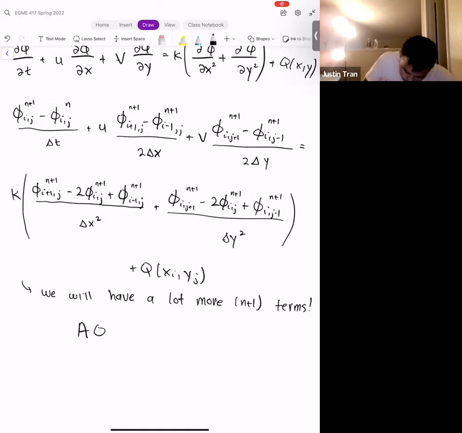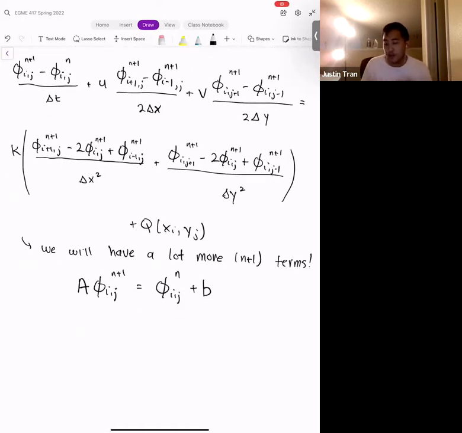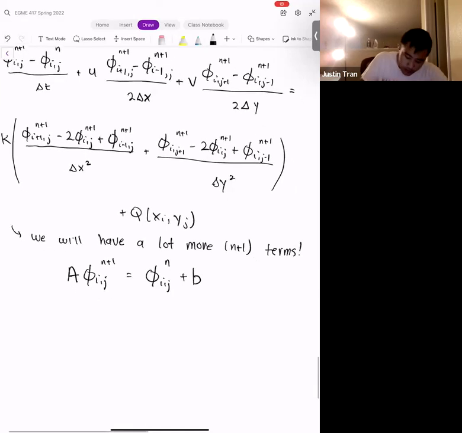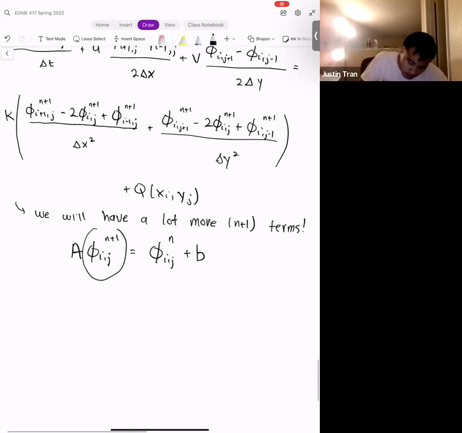So we have a matrix times phi i,j n plus 1 is equal to phi i,j at n plus b. Now our coefficient matrix is on the left. Remember, just like I mentioned before, when our coefficient matrix is on the left-hand side of our equation, in order to solve for what we want, which is this guy, we're going to have to invert that matrix. In other words, we have to solve a linear system of equations.